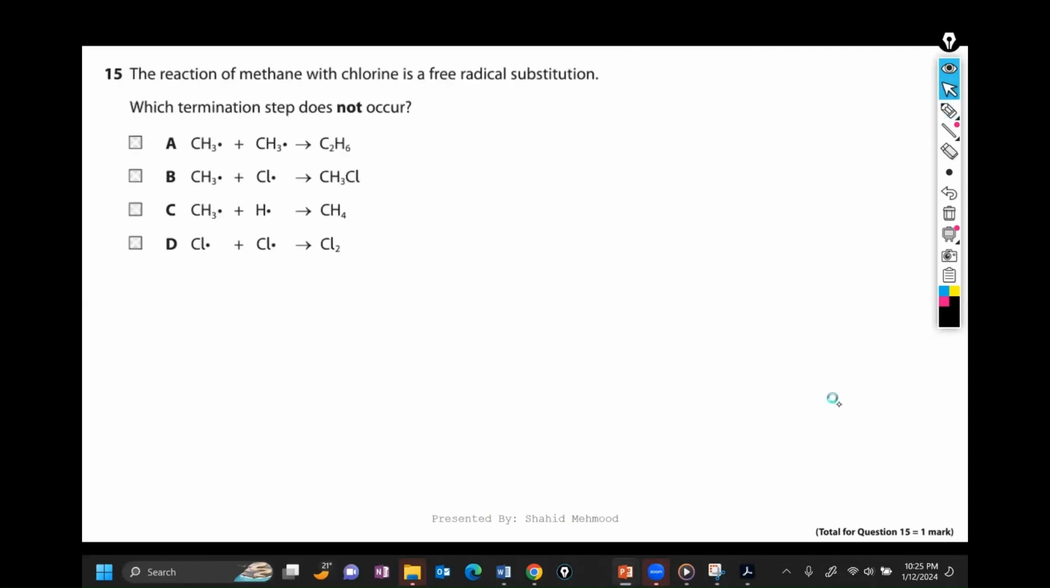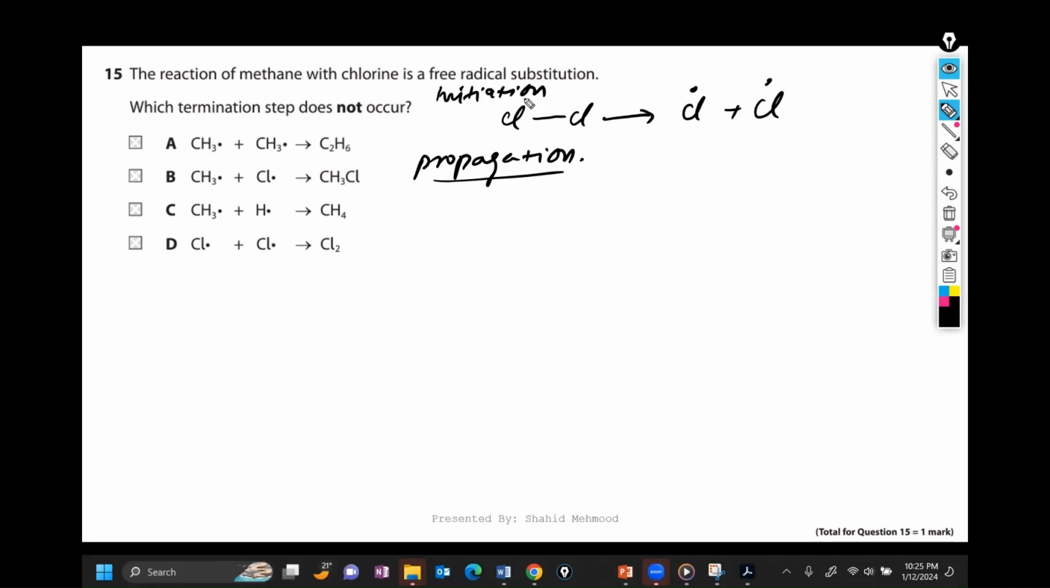The reaction of methane with chlorine is a free radical reaction. If we look at the initiation step, this mechanism completes in 3 steps. The first one is the initiation step. The second one is the propagation step. In the propagation step, one of the free radicals, which is highly reactive, will react with methane and snatch one hydrogen to make the compound HCl.